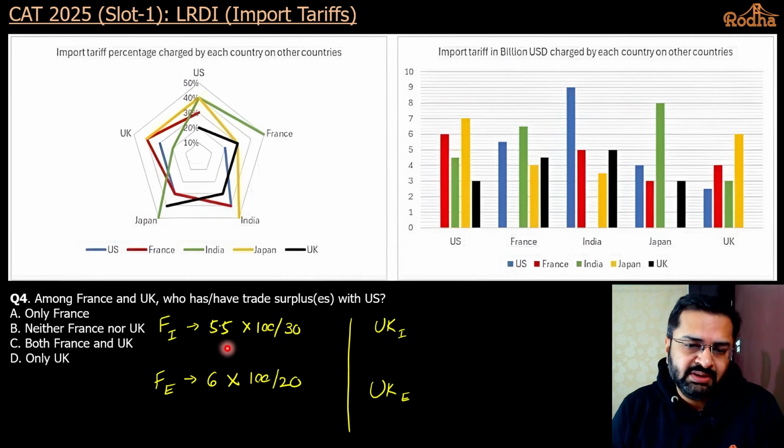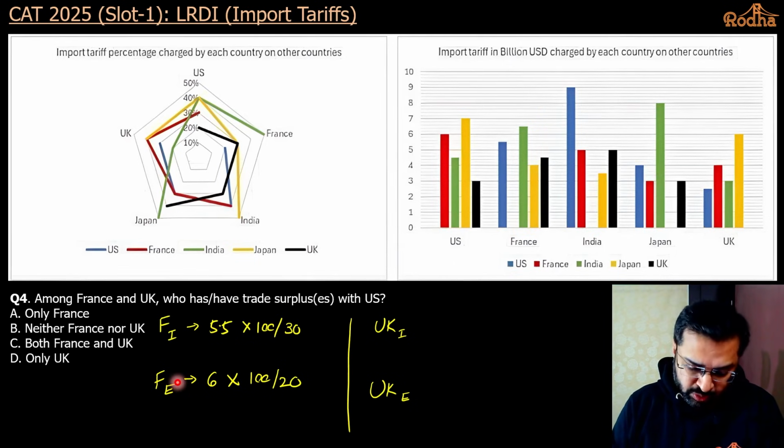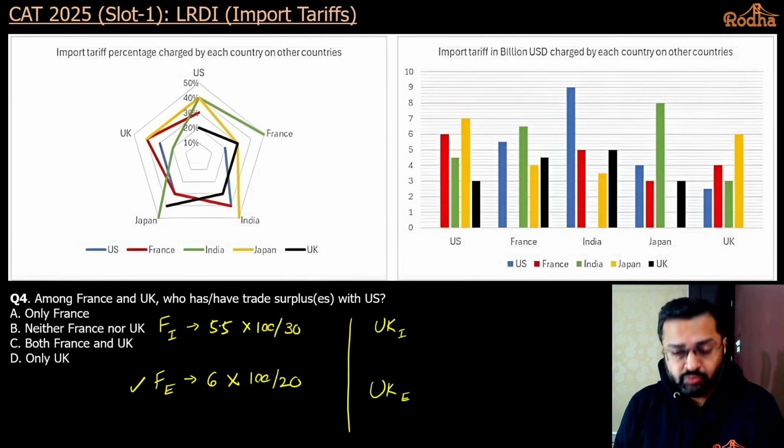This is definitely less than 30, and this is definitely less than 30. So who would win here? This would win. We just wanted which one is more.